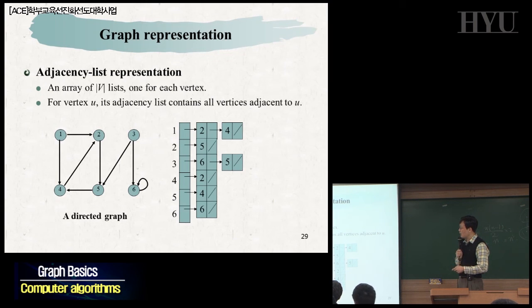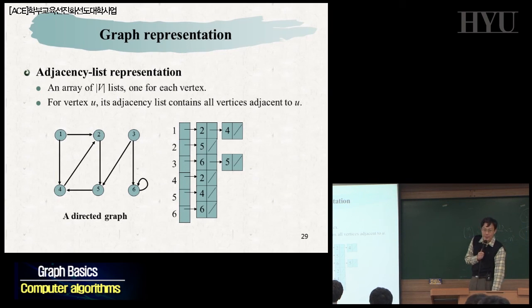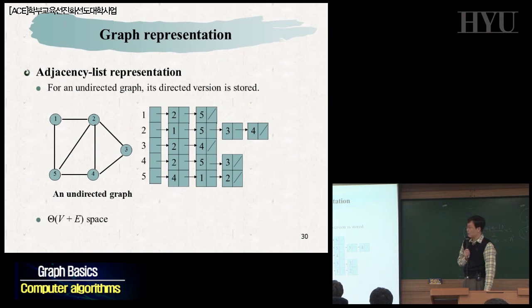And then, how about this? This vertex 5 has 1 outgoing edge, and it is to vertex 4. So it has only vertex 4. So we consider only outgoing edges. Okay? If the graph is undirected, we store both directions. Look at this.